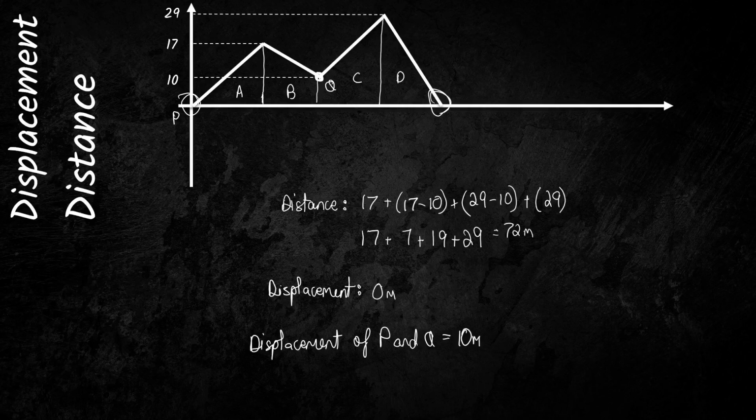Now, if I want you to figure out the distance from P to Q, the distance of P and Q would be what? So if your object starts at P and goes to Q, the distance would be how much? The distance would be traveling 17 meters up, and then 7 meters down. So that would be 17 plus 7, hence 24 meters. So you should be able to figure out both the distance and the displacement from a distance time graph.